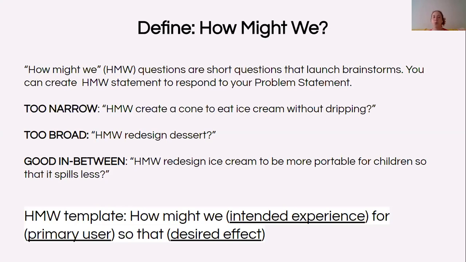So it's important to have a scope that lets you brainstorm a variety of ideas, but it's also important you don't leave it too big so people are confused, like, how might we redesign dessert? What does that have to do with anything? There are so many desserts. That doesn't really solve the problem here. So this is a direct response to a problem statement.